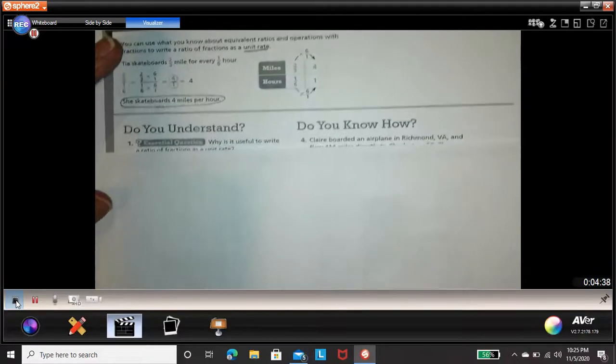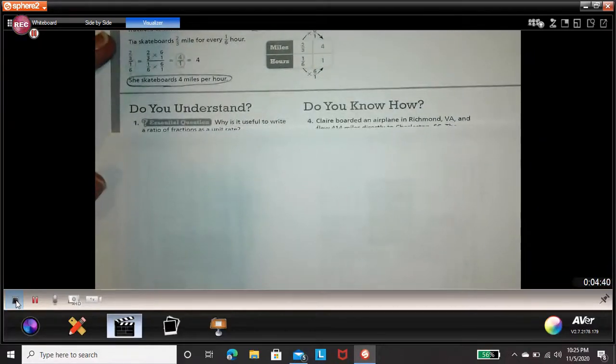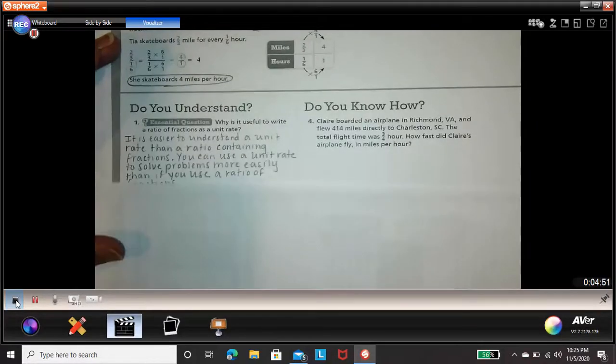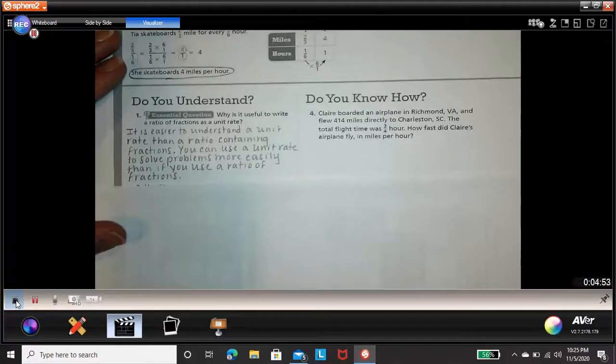Okay, let's move on to the questions under the Do You Understand section. Number 1, under the essential question, we're going to answer why it is useful to write a ratio of fractions as a unit rate. Take a moment and write that information down.